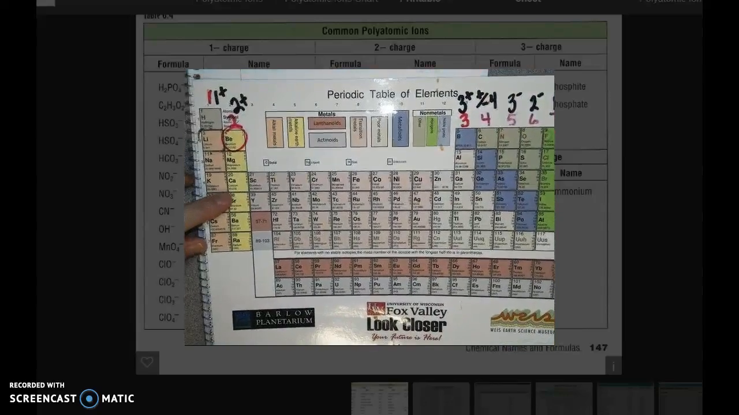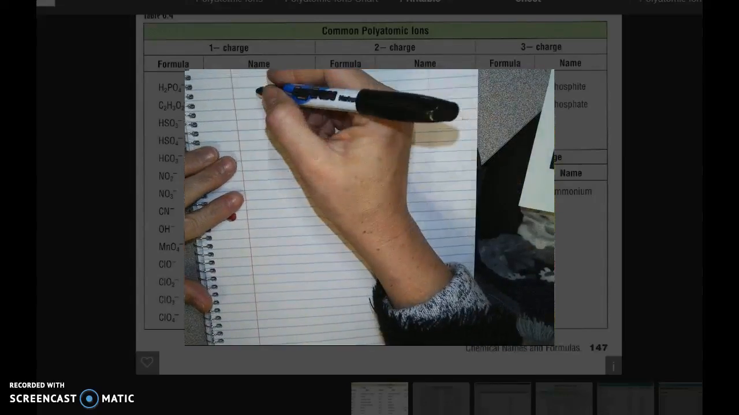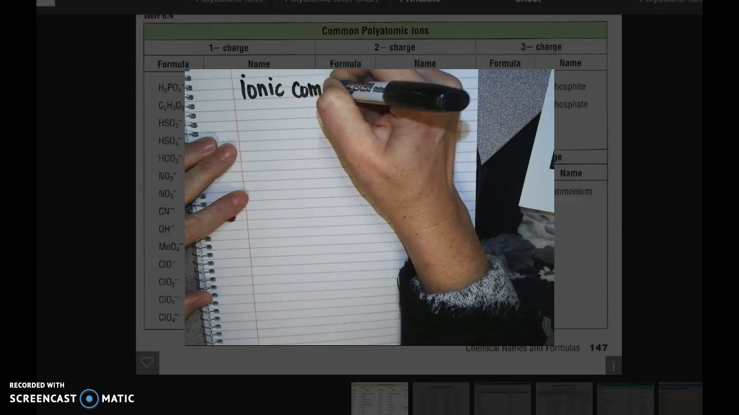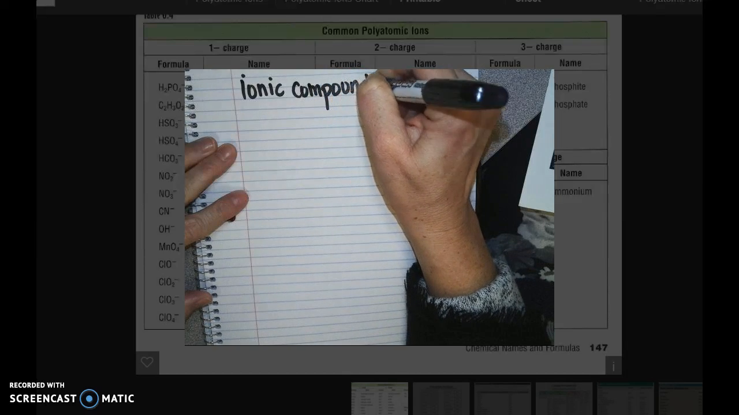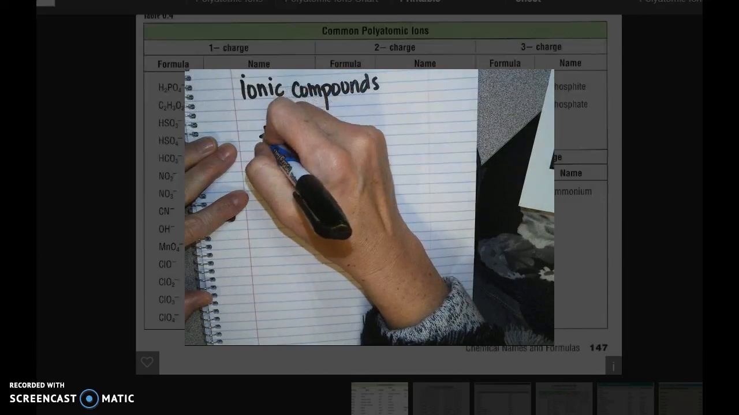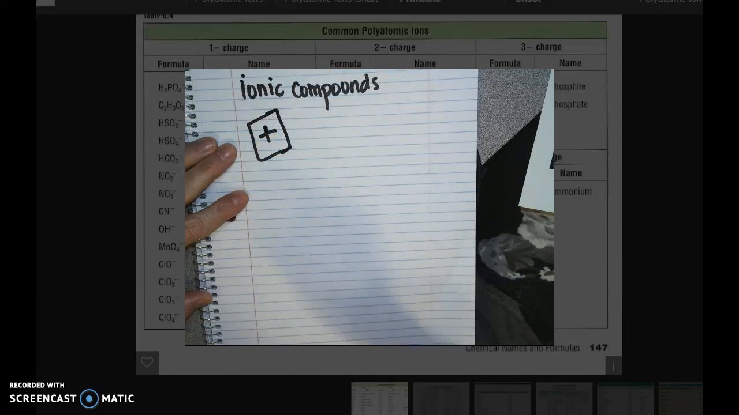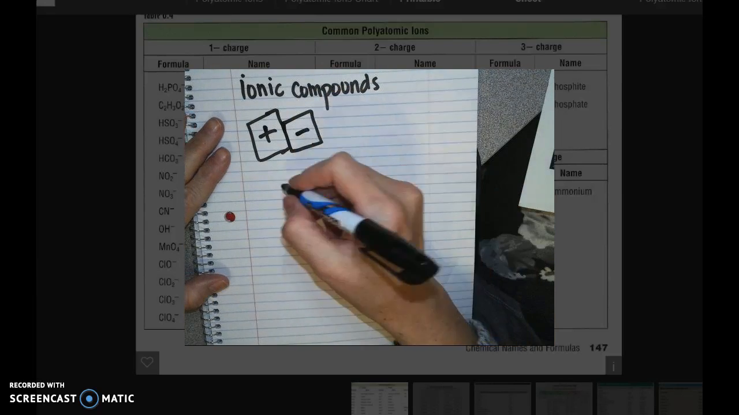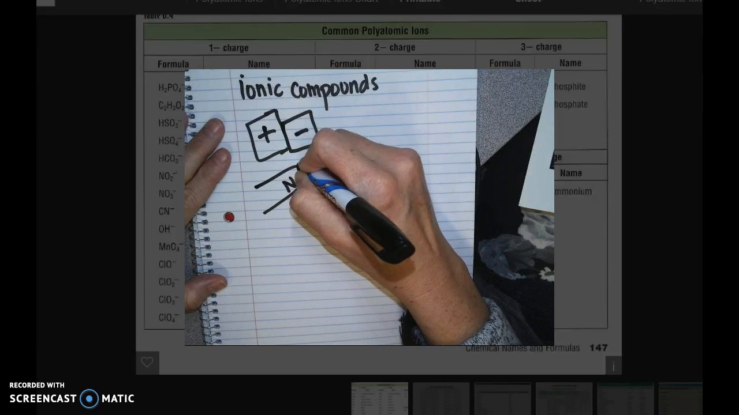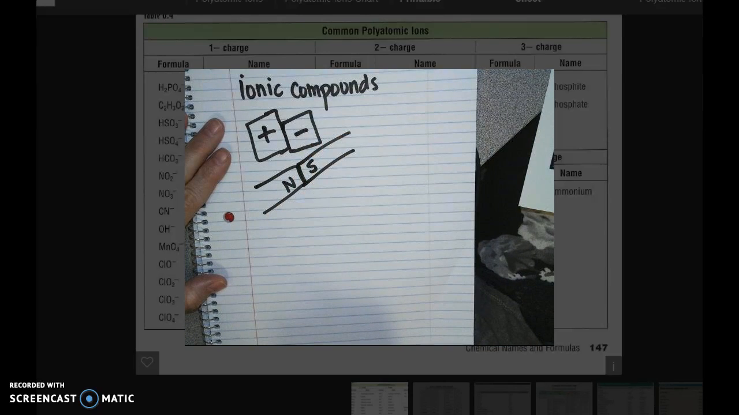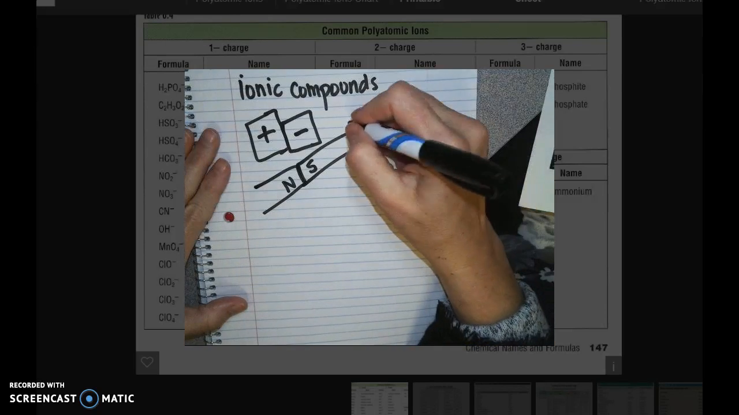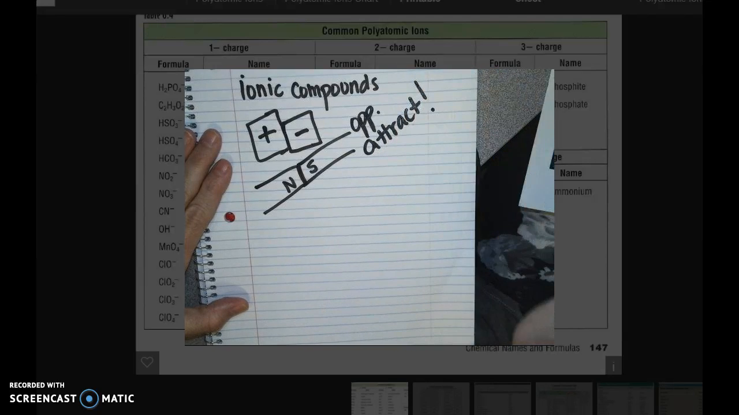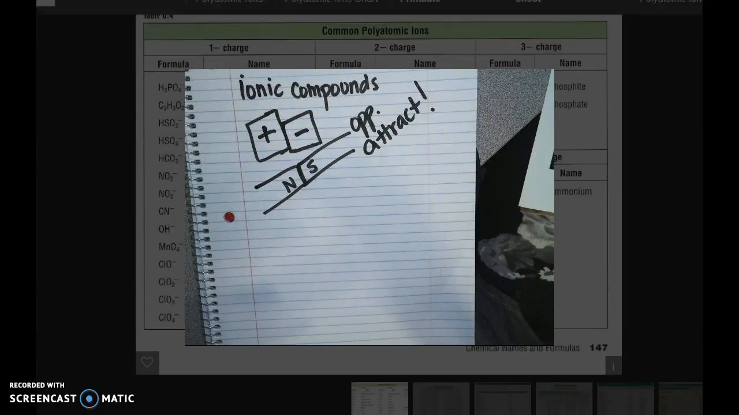All right, so then we can talk about making ionic compounds. Ionic compounds occur when a positively charged item sticks to a negatively charged item. They stick together much like the north pole of a magnet will stick to the south pole of a magnet, right? They are oppositely charged. Opposites attract. That's nothing new there.